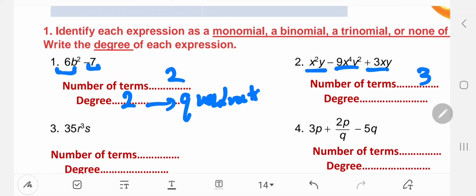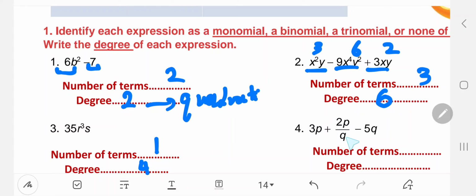The degree, what is the highest degree? We have here 2 and 1, which is the degree 3. 4 and 2 is 6. 1 and 1 is 2. So the highest degree here is 6. How many terms do you have here? 1 term. And the degree is 3 and 1 is 4. Very good. Number of terms here? 1, 2, 3. But take care, is it a polynomial?